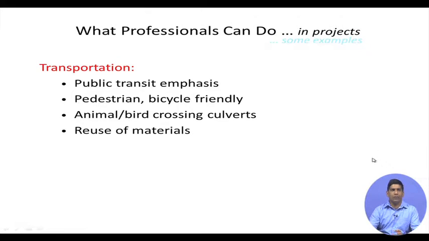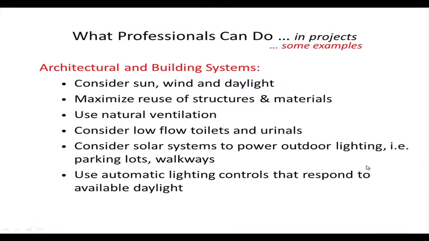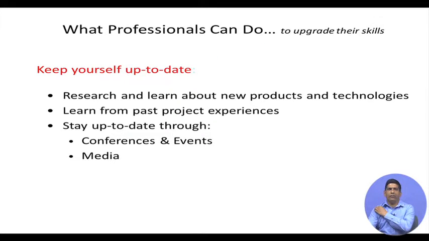Some other examples, like in transportation, we can emphasize public transport, make it pedestrian and bicycle friendly, build animal and bird crossing culverts, and reuse material. In agricultural and building systems, we can design the building in such a way that we have sun, wind, and daylight. We can maximize sunlight so that we don't have to use lights throughout the day. Maximize reuse of structure, use natural ventilation, low flow toilets, urinals, solar systems to power outdoor lighting, and automatic lighting control. So, all those things can be done.